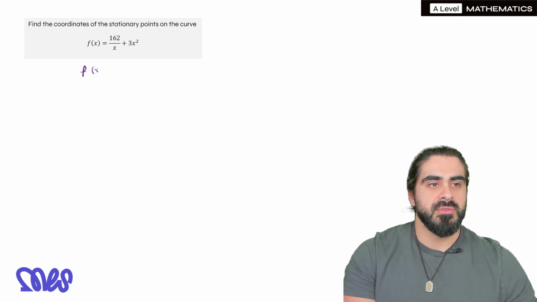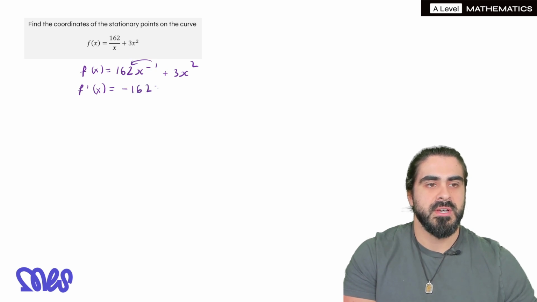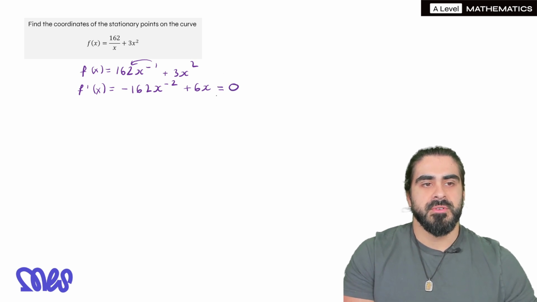The first thing we can do is rewrite this as 162x to the power of minus 1, we bring up the denominator, plus 3x squared. Then we are going to differentiate. We bring down the power: minus 1 times 162 is minus 162x, take away 1 from the power. And here bring down the 2, we get 6x, knock 1 off the power is power 1. Make that equal to 0.